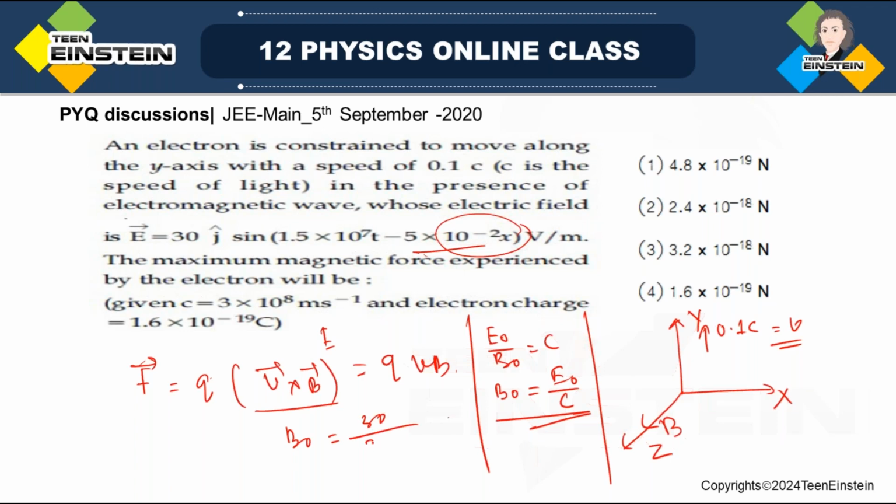So 30 by 3 times 10 to the power 8 meter per second. So this will actually be 10 to the power minus 7 Tesla in SI units. So we have got B as 10 to the minus 7. Let me just put these values.